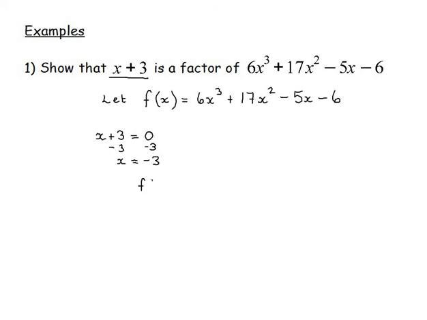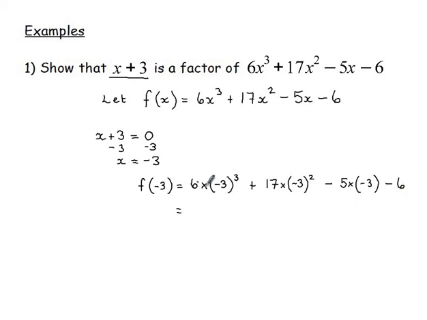So we got f of minus 3 equals, remember, negative value, brackets round. So 6 times minus 3 in brackets cubed. Then plus, next term, 17 times minus 3 in brackets squared. Minus, next term, 5 times minus 3, and then the minus 6 on the end. So just like we did for remainder theorem, each term at a time, make sure you use your calculator, the numbers are much bigger in this example, but hopefully it will come to 0 at the end.